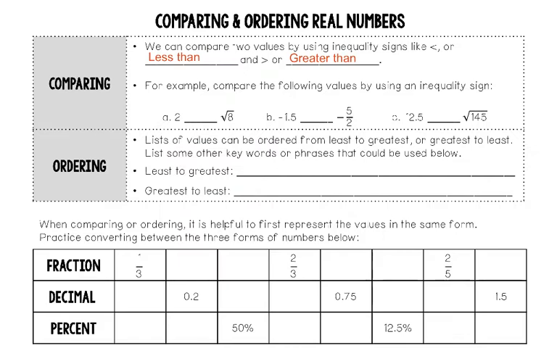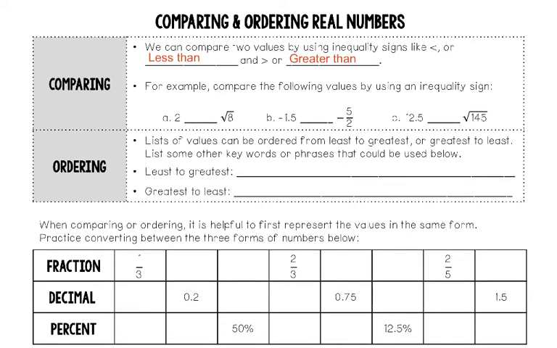This is the less than symbol, and this is the greater than symbol. Those symbols are going to be important today because when we order numbers, we compare numbers. We're going to be able to compare these values using inequality signs. So like comparing 2 and the square root of 8, we'll be able to compare those. We'll know which one is bigger, and we'll be able to pull that sign out.